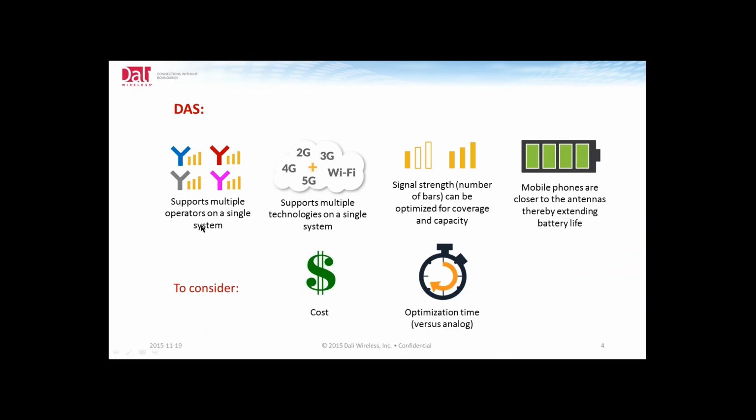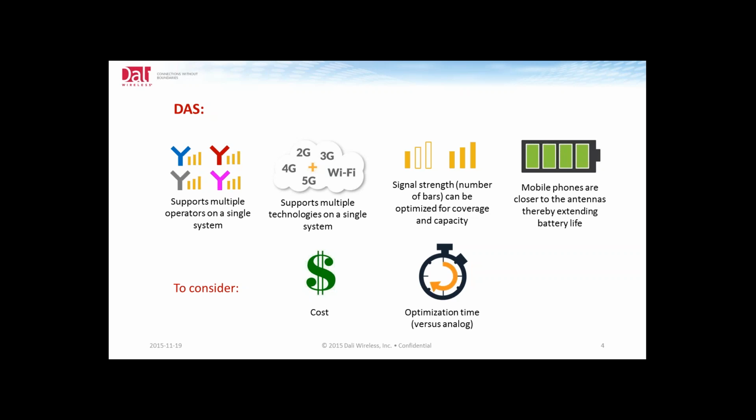DAS supports multiple operators on a single system, what we sometimes call a neutral host system. In a typical enterprise building or stadium, what you want to do is have service available from all of the operators. It supports multiple technologies on a single system. So we've done 2G, 3G, 4G, we'll do 5G, and Wi-Fi can be supported as well in some DAS systems. The signal strength in a DAS system can be optimized for coverage and capacity. And both of those are important.